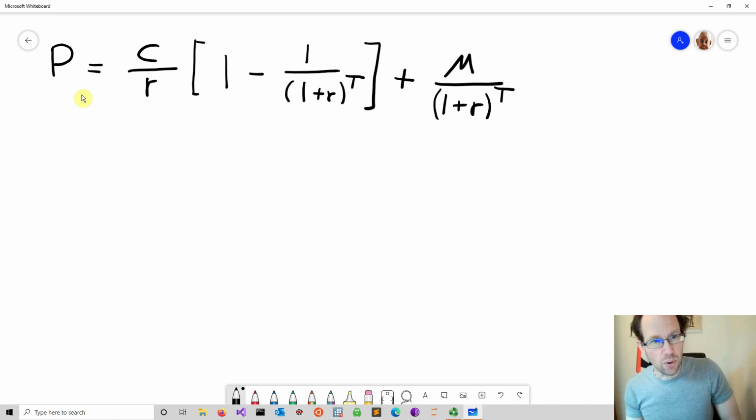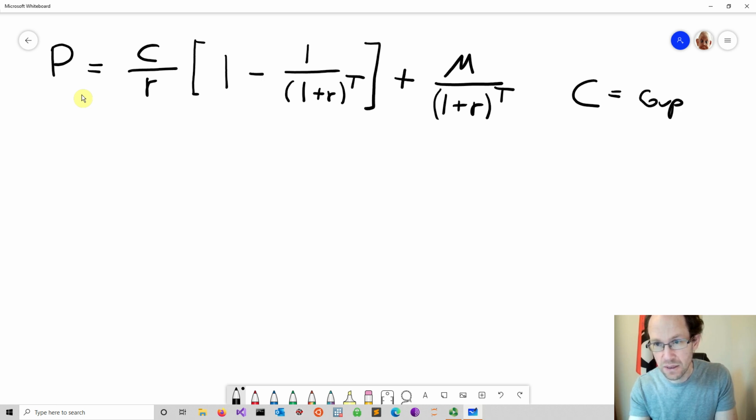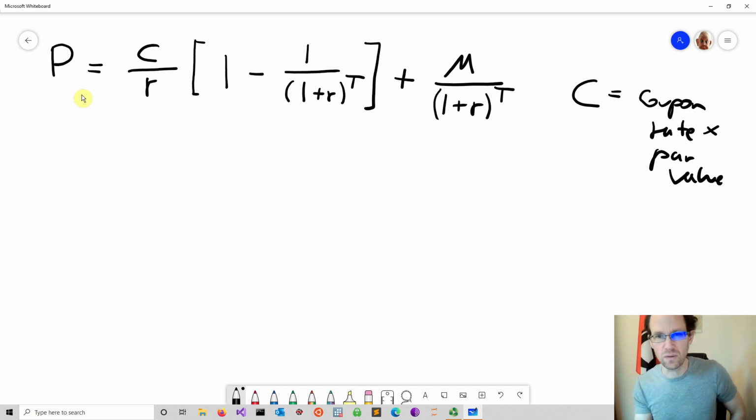The main point I want to stress here is that C in this case would be the coupon payment. So C is actually the coupon rate times my par value. It just simplifies the notation. On the slides I have done things a bit differently, but that is just a simpler way of combining it, because it doesn't matter from a mathematical perspective.